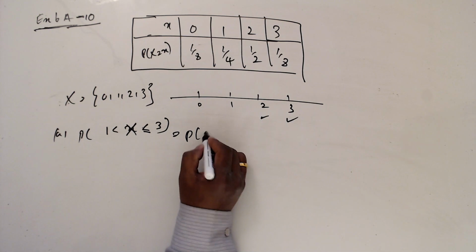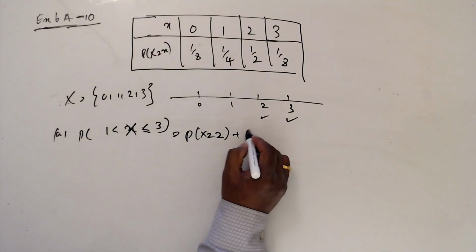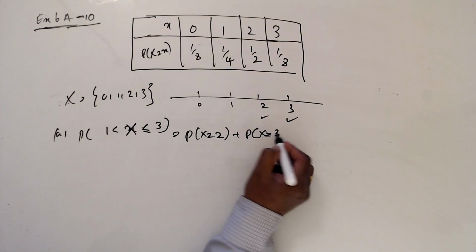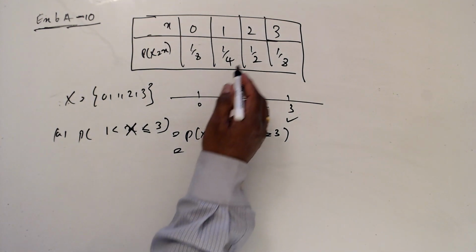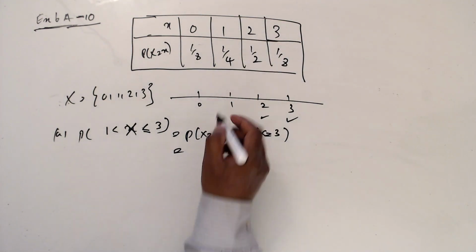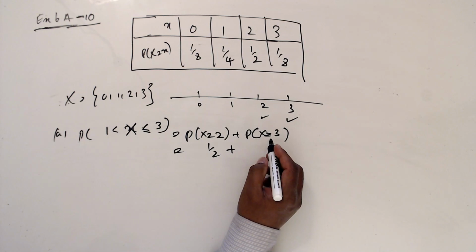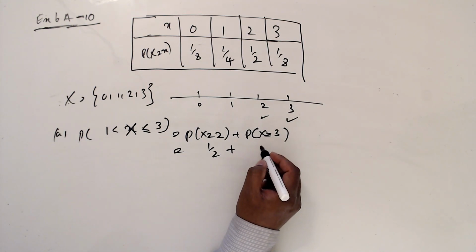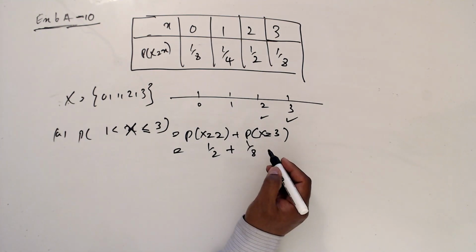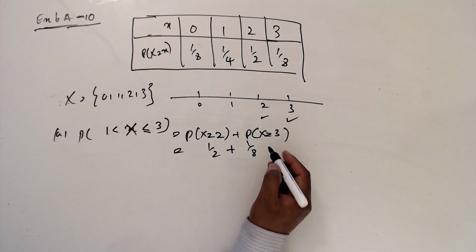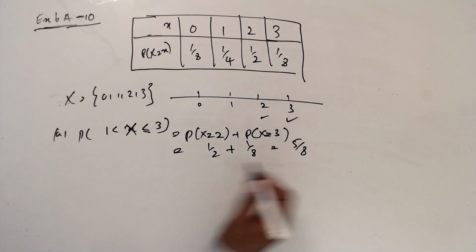So probability of x equal 2 plus probability of x equal 3. The probability of x equal 2 is half, plus the probability of x equal 3, 1 over 8. So this is going to be 5 over 8.